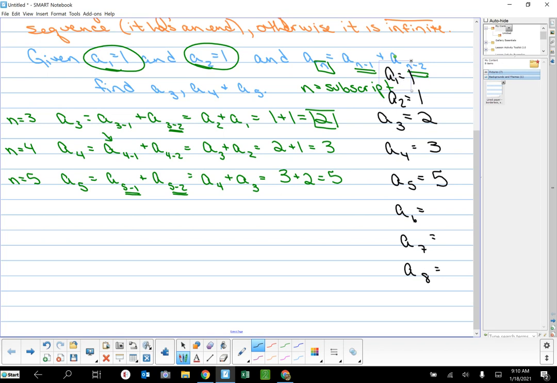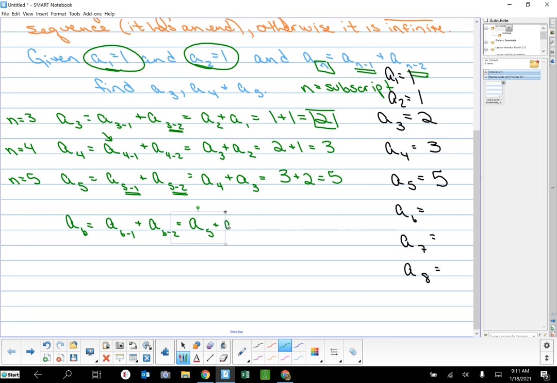This is a pretty famous sequence, actually. A sub 1 is 1, and a sub 2 is 1. Then we have 2, then 3, then 5. Let's do a sub 6 as well. A sub 6 is going to be a sub 6 minus 1 plus a sub 6 minus 2, which is going to be a sub 5 plus a sub 4.